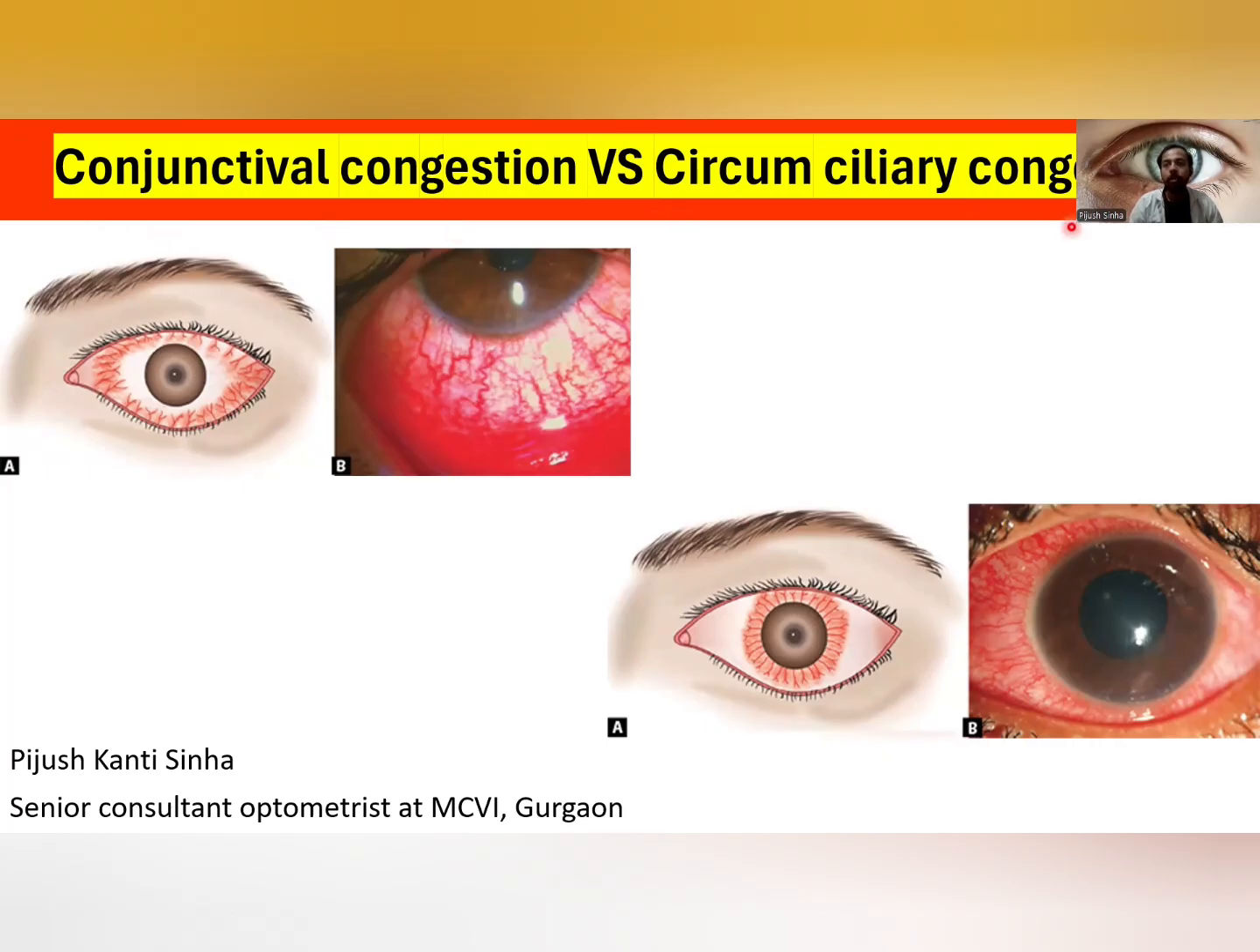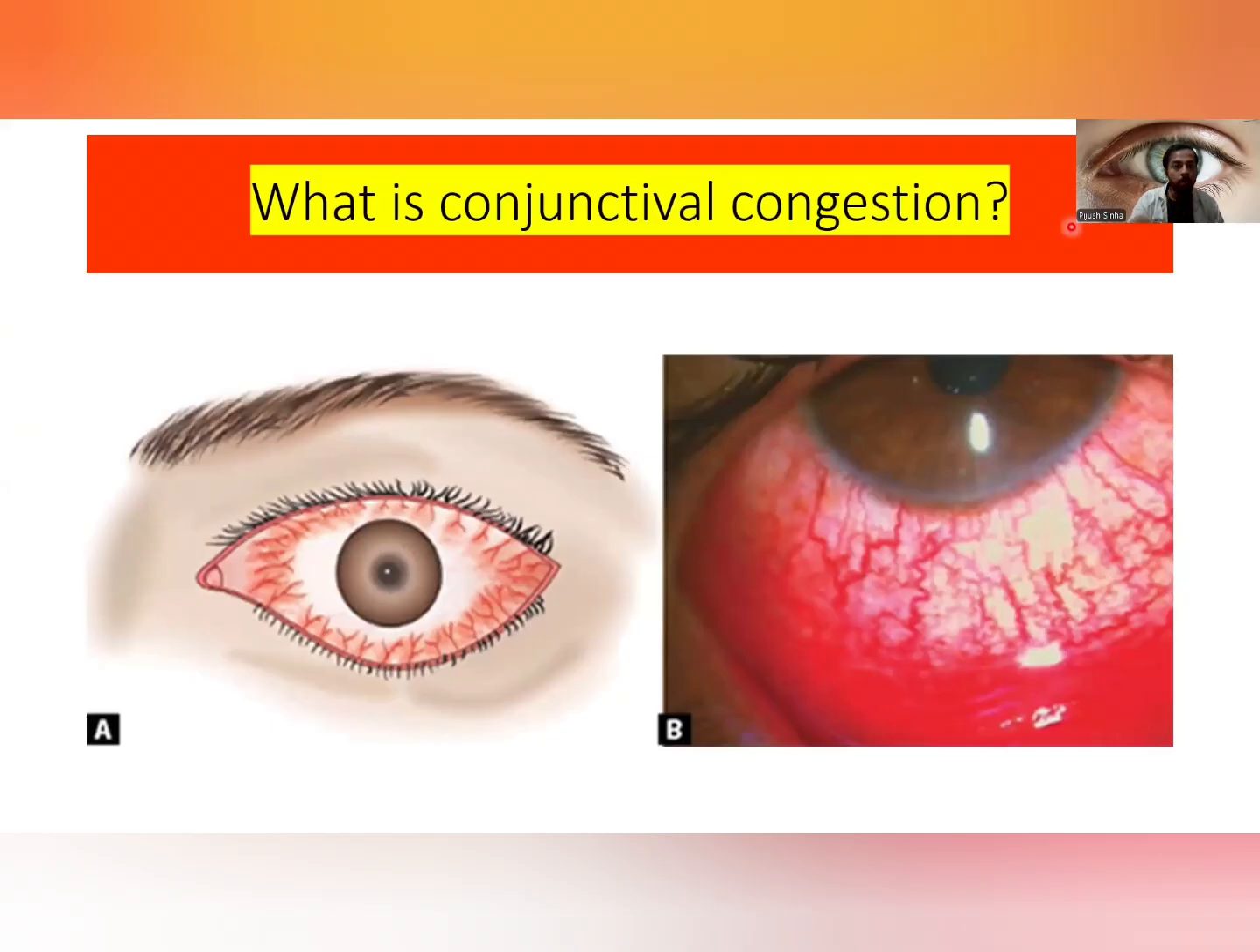Most of the time, while doing the slit lamp examination, when we see this redness in the eye, in the conjunctiva, we get confused whether it is a conjunctival condition or a circumciliary condition. So this is why I thought I should upload a video on this topic. So let's start. We will first start with conjunctival congestion.